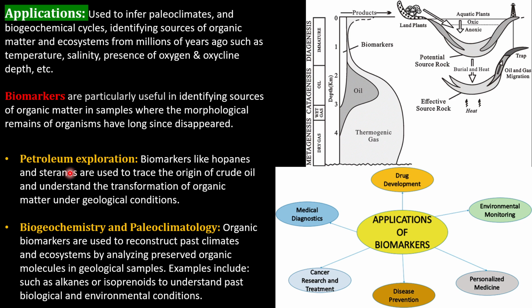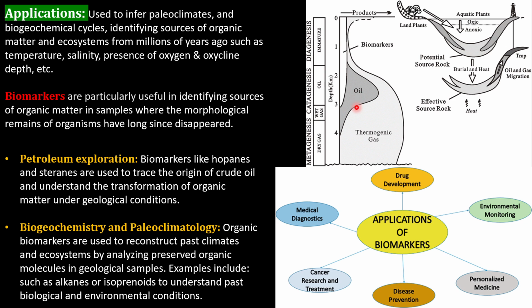Petroleum exploration uses biomarkers like hopanes and steranes. They trace the origin of the crude oil, where the source rock is and where it comes from. By analyzing the source, they can interpret whether the reservoir will be high or low. In geochemistry and paleoclimatology, organic matter is used to reconstruct past climate or ecosystems by analyzing biomarkers like alkanes and isoprenoids. They help understand past biological and environmental conditions. We will later discuss how they are interpreted into past climate.